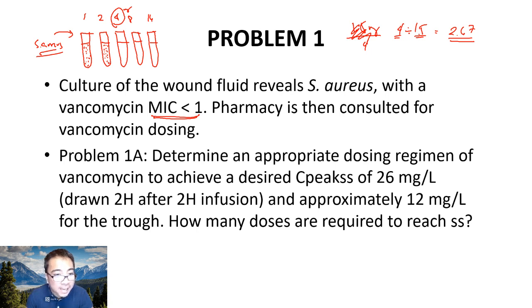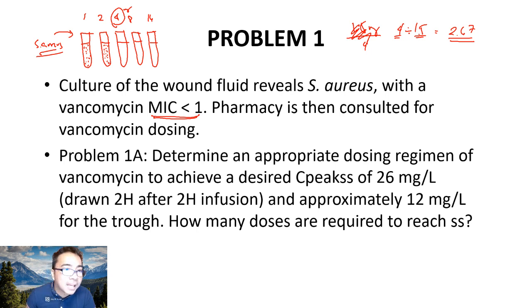Okay, so class, basta ang MIC ratio is greater than 1, then that indicates na resistant yung bacteria na yon sa vancomycin ko.